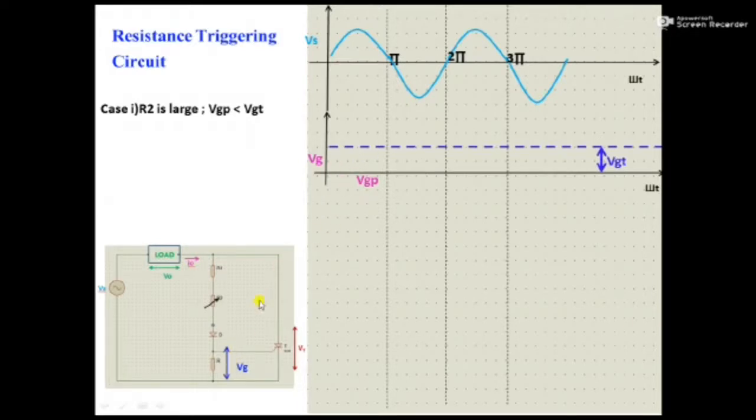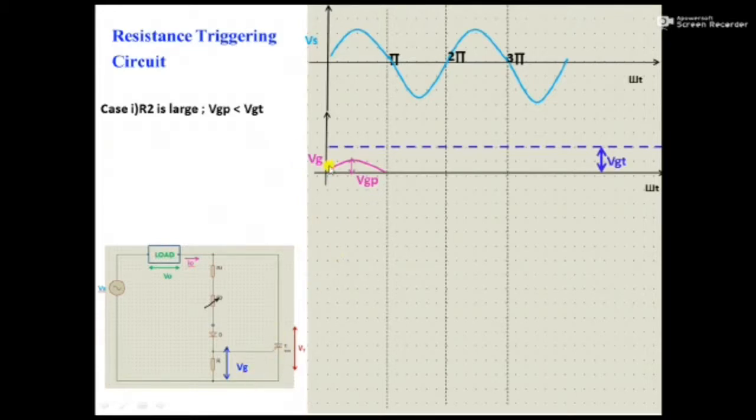Now let's see what happens when R2 is a large value. This is the gate voltage. This arrow represents the peak value of the gate voltage. You see here, it is not touching Vgt, which means that Vgp is not equal to Vgt. Here Vgp is less than Vgt. So in this case, the thyristor will not turn on because the gate triggering voltage is not reached. The voltage across gate to cathode is not enough to turn on the thyristor T.